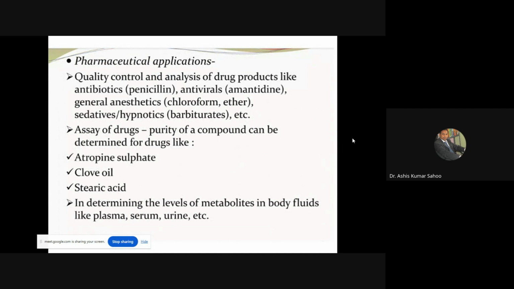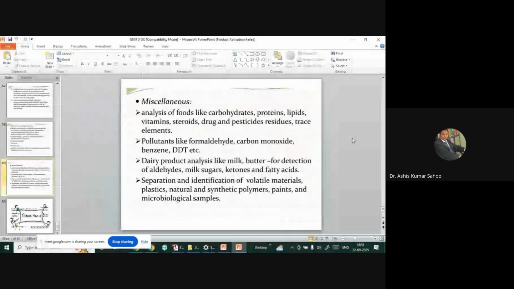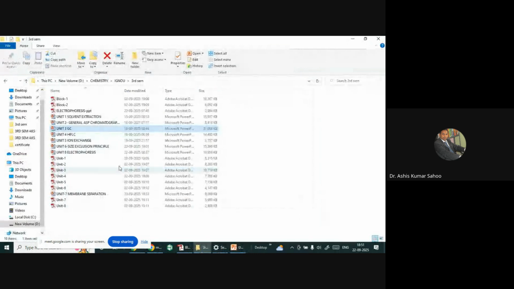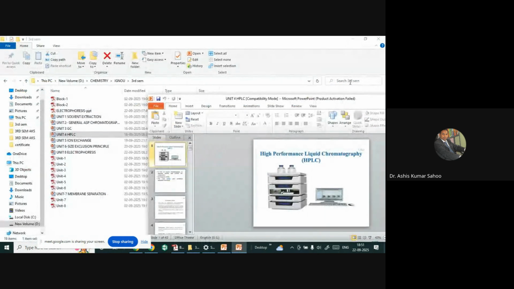Quality control analysis of drug products like antibiotics, antivirals. We can use gas chromatography. Also analysis of food like carbohydrates, proteins, lipids. So these are the different fields where gas chromatography is used. So next we'll see another technique, HPLC. These are the different chromatographies you can see one by one.